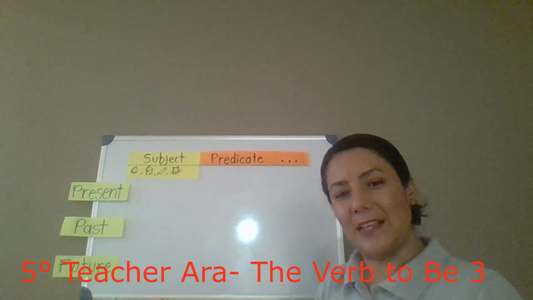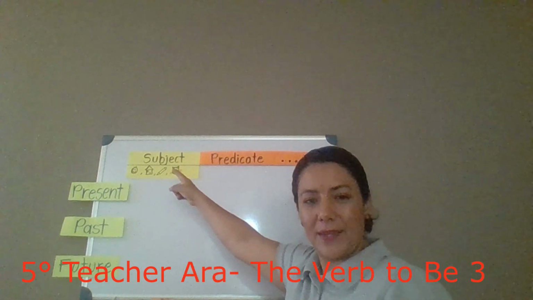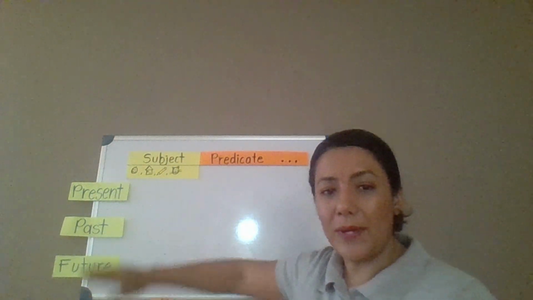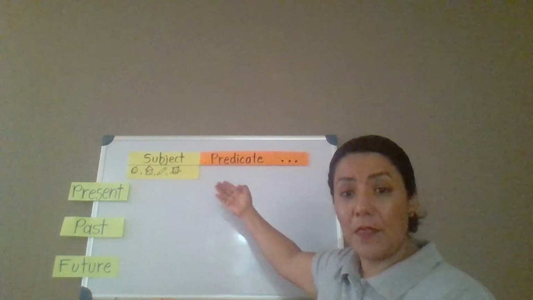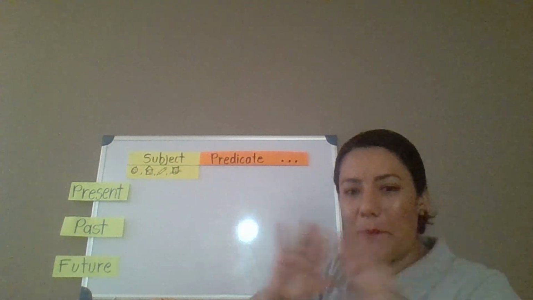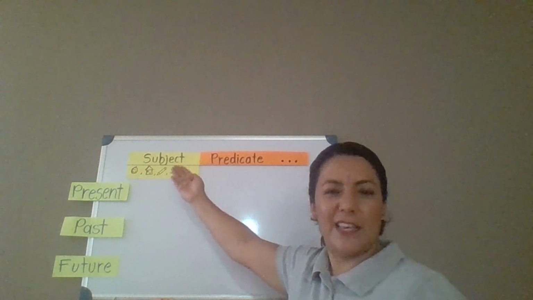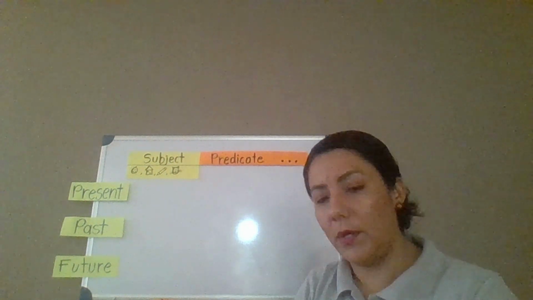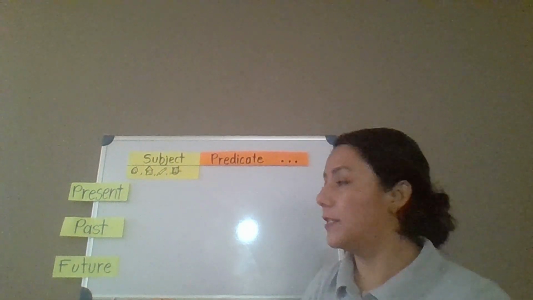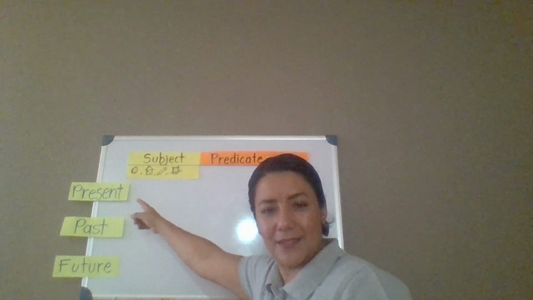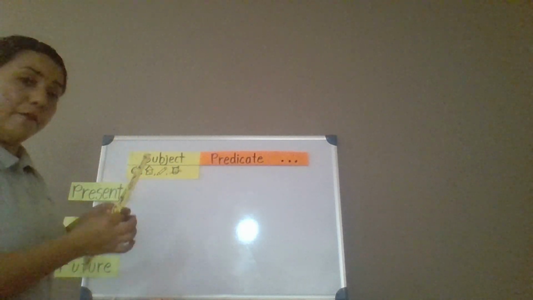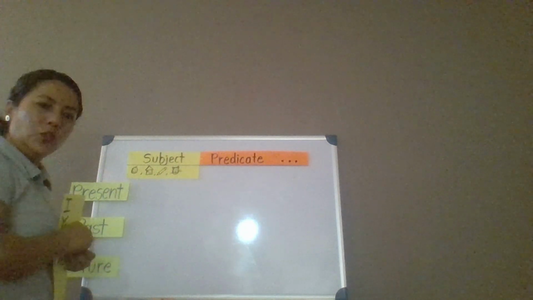I want to begin this class by reviewing the sentence structure. Sentences always have a subject and a predicate. Sometimes they have more parts, but basically we want a subject and a predicate, okay? In the previous classes, we worked the verb to be in present, then we worked the verb to be in past, and today writing sentences is super simple if you pay attention to all the parts.